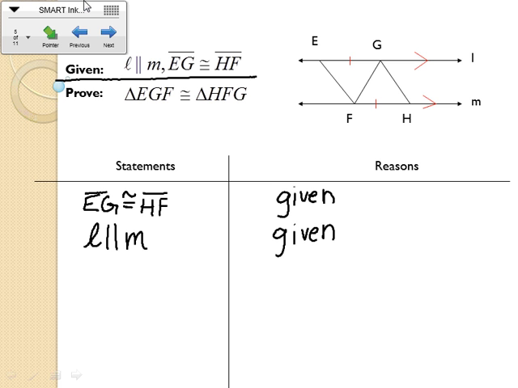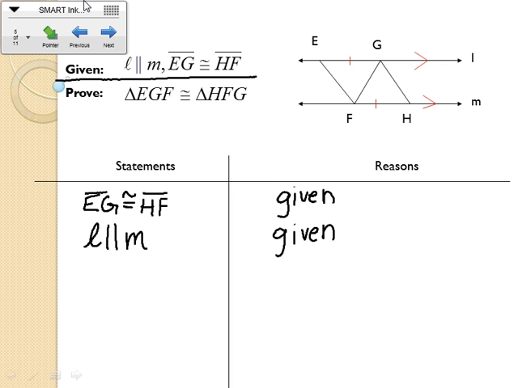All right. So we're trying to prove that those two triangles are congruent. I have one side already. I know that side EG is congruent to HF. So I'm either going to use my side-angle-side or my side-side-side, because those are the only two I know how to use right now.